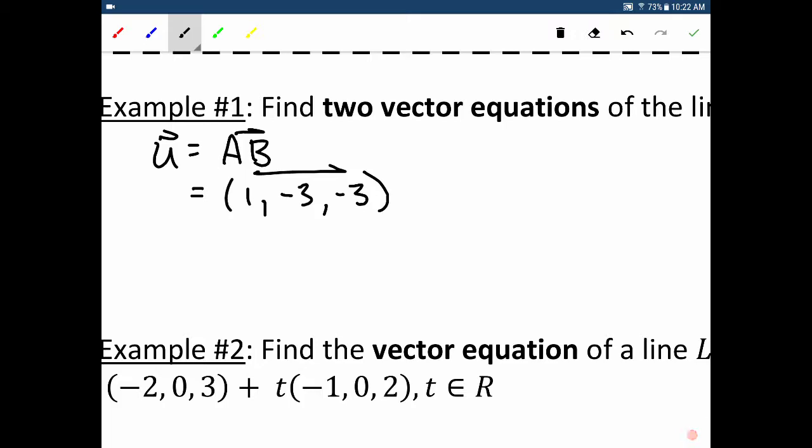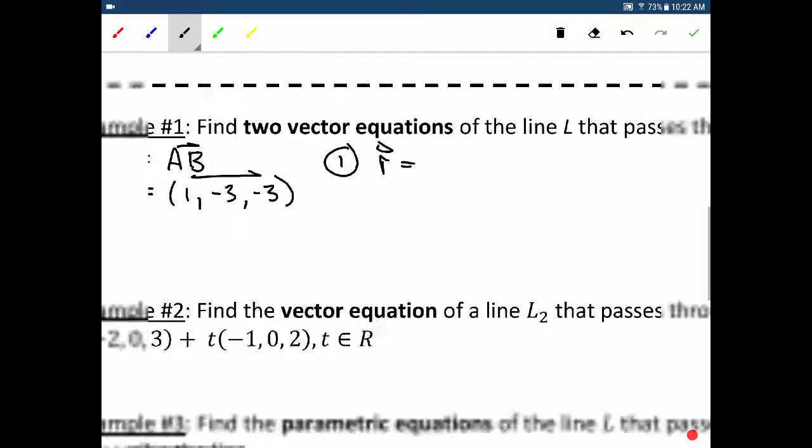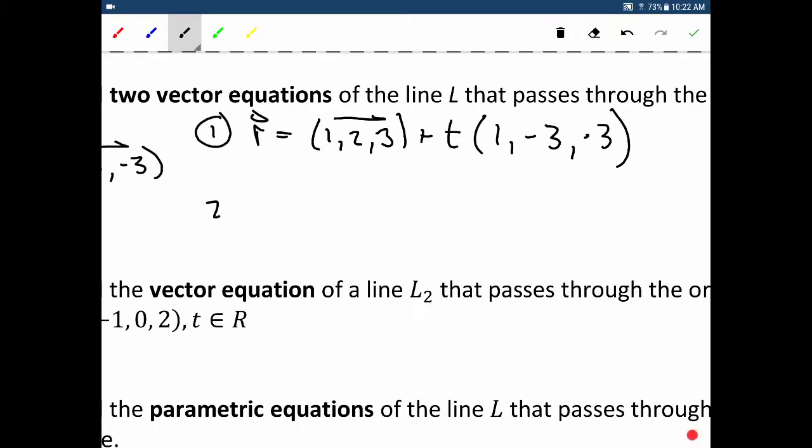So once I've got that, we'll write the first one: R is equal to, we start with a point, and we'll start with point A, which was (1, 2, 3). So we start at point (1, 2, 3), and then we add T times the direction vector that we just found, (1, -3, -3). And then to find another one, we can just use B as our point instead.